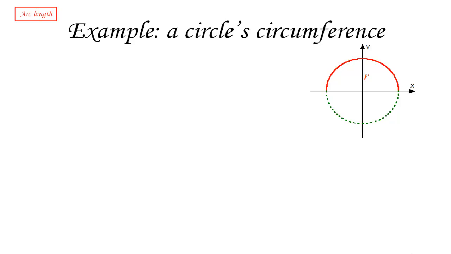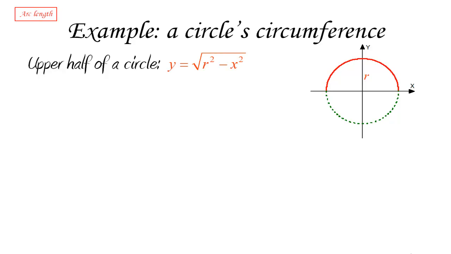Well, the circumference of the circle is going to be equal to twice as much as the top half of the circle. And the upper half of a circle has a formula that we know, or you should know, right? It is given by y equals square root of r squared minus x squared. So all we need to do now is apply the arc length formula in this particular case.